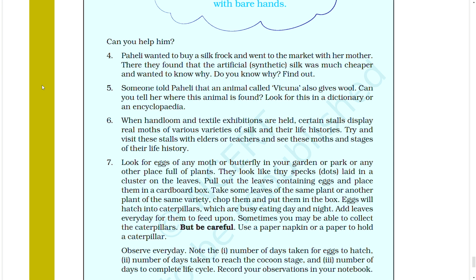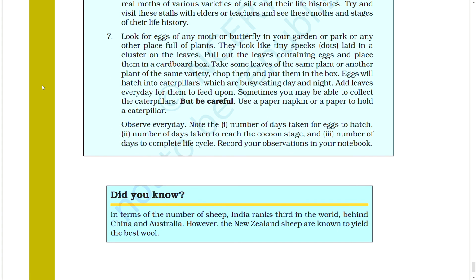4. Paheli wanted to buy a silk frock and went to the market with her mother. There they found that the artificial synthetic silk was much cheaper and wanted to know why. Do you know why? Find out. Do this and comment this.